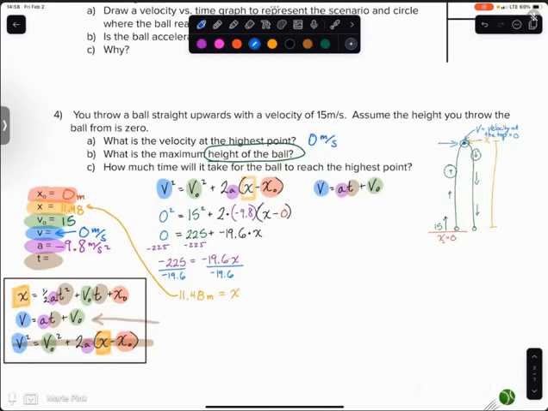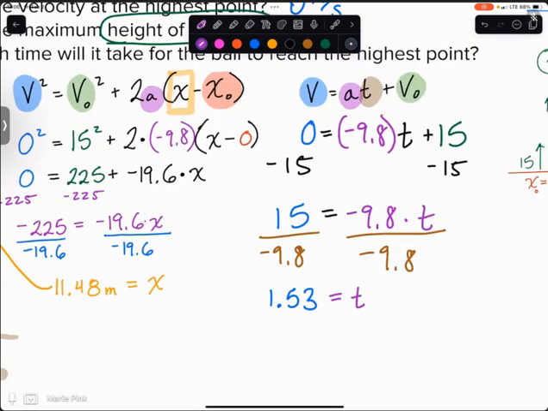And just like before, I'm going to plug in all the numbers that I have and solve for what I don't. So velocity is 0, acceleration is negative 9.8, time I don't know, I'll leave it as t. And then v naught is my starting velocity, that was 15. Now I'm going to subtract 15 from both sides because I need t by itself. And before I do the division, I have to do my addition and subtraction because of PEMDAS. And so I get an answer of 1.53 seconds for my time.